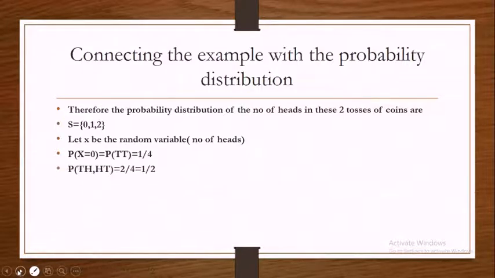Then the next case is when X is equal to 1. So when X is equal to 1, I get it as the probability of TH, and I can also get it as HT. So there are two favorable cases over here. That is 2 divided by the total number of cases 4, which is equal to 1 by 2.